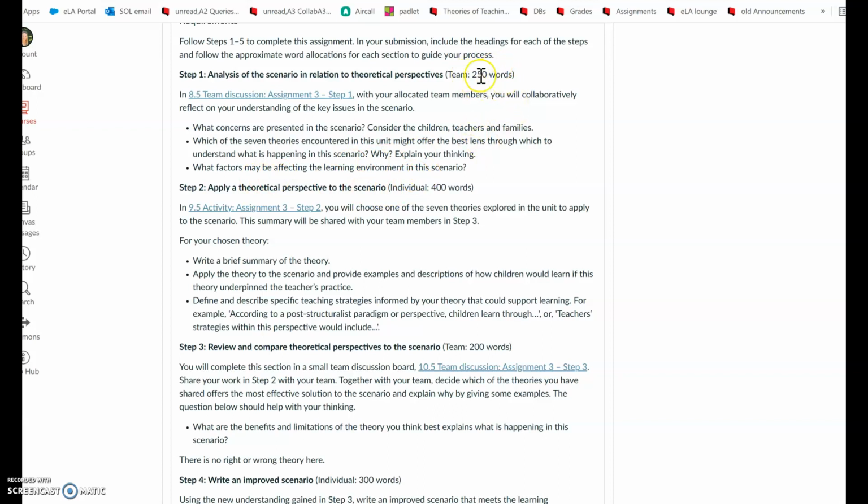And we've only got 250 words to do this. So we know that's not a lot of words. We need you to be concise and precise and identify the key elements here.